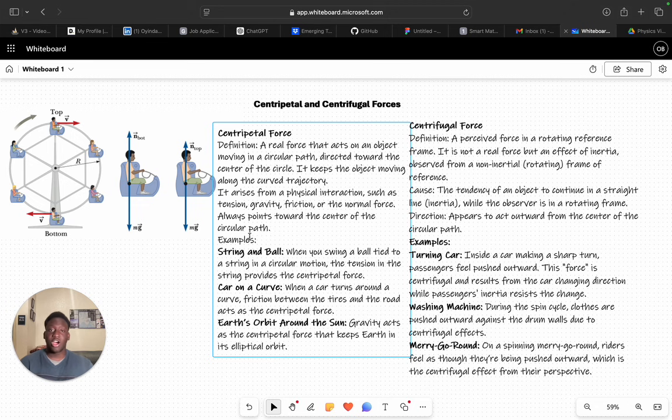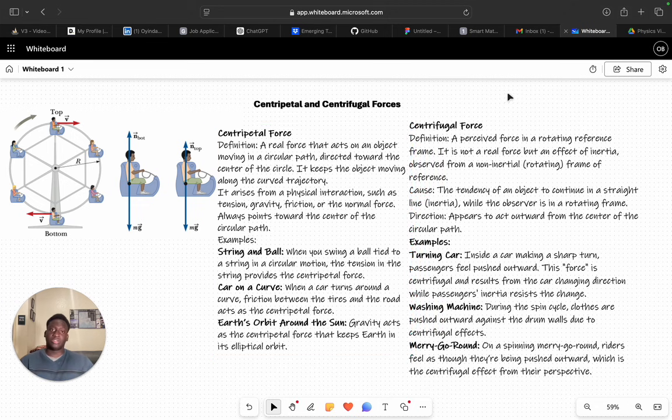You can also use a car on a curve. When a car is going around the curve, the friction between the tires and the road acts as a centripetal force. You also know the Earth's orbit around the sun. This is an example that was given to me in high school: gravity acts as a centripetal force that keeps the Earth in its elliptical orbit. If there was no gravity, the Earth wouldn't be able to orbit.